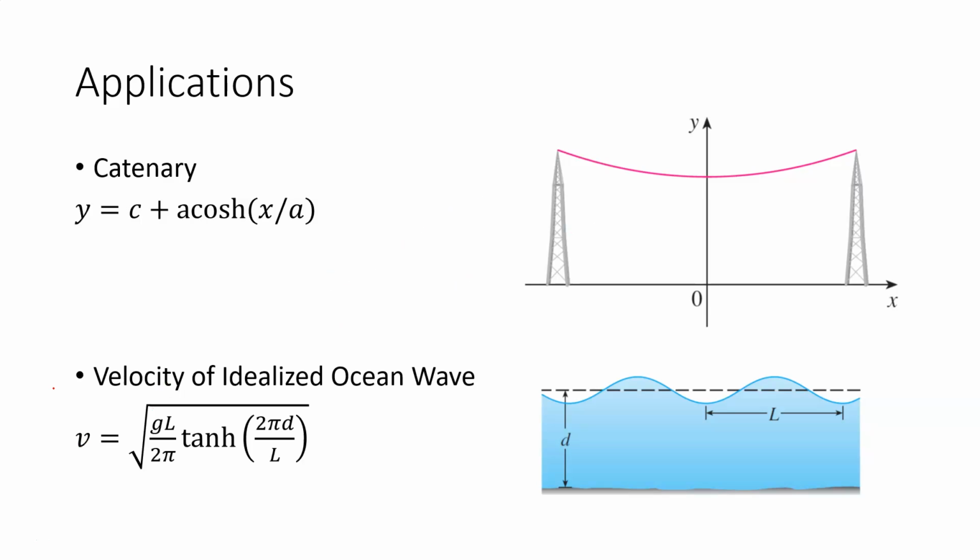Another application is it can be used in the formula for an idealized ocean wave, and this comes from solving a certain differential equation. In this case, what we see is that it's related to both the depth of the water, d would be the depth, L would be the length of our wavelength, right? And g would be the gravitational constant. So as a function of those different variables, we can model the velocity of an ocean wave.